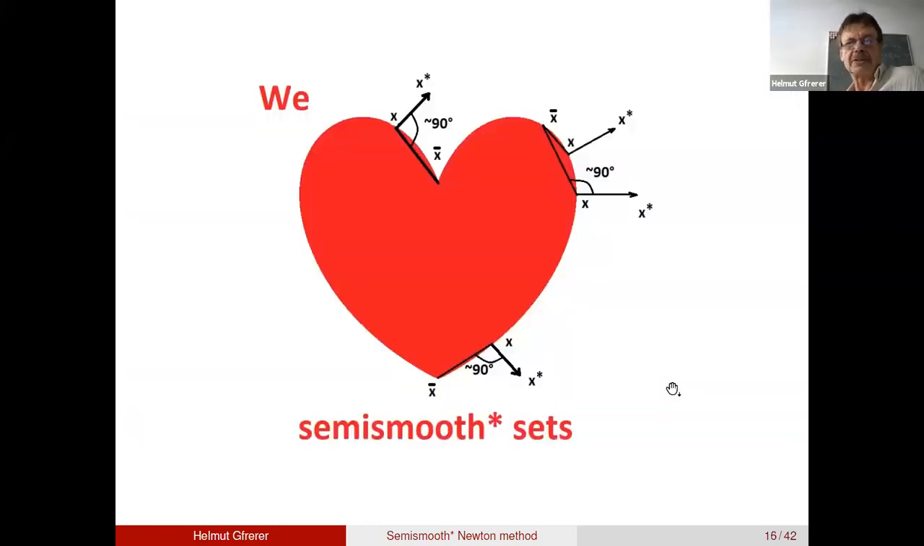Now we can illustrate semismooth star sets. Consider a point x bar, then a point x, and a normal x star. That means that this normal x star is approximately orthogonal to this direction, x minus x bar. And you can show that this holds true at every point.